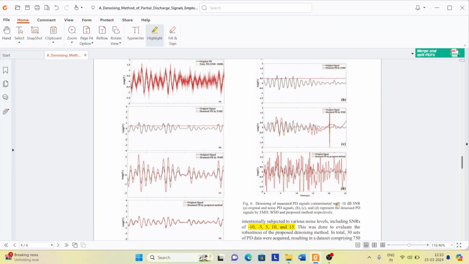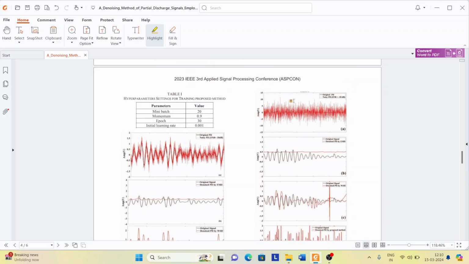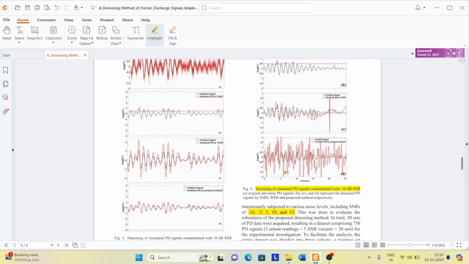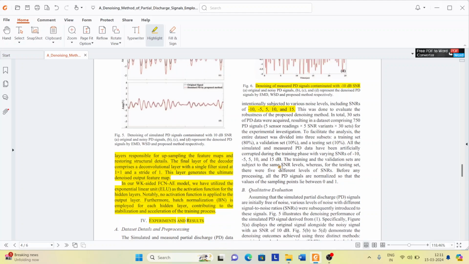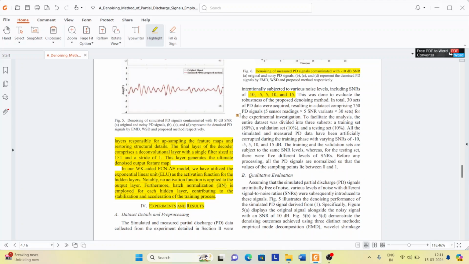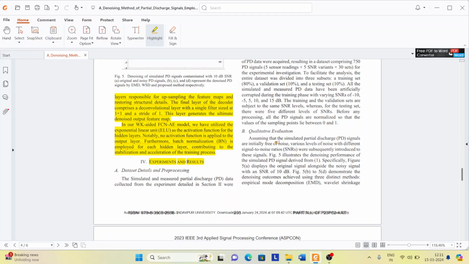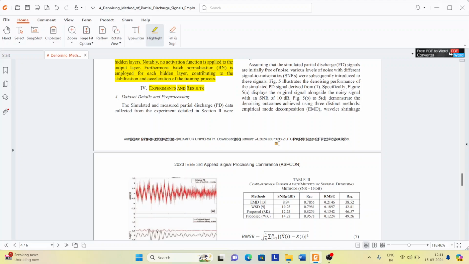Again, we have given the denoising signals with -10 dB of SNRs. So here we have added the -10 dB of SNRs, and here we have the 10 dB of SNR. So here the more noisy signals are there. Again, we have used the EMD method to denoise signals, and again we have tried to denoise signals with the WSD. Then this is our proposed method to denoise the signals. So this is the explanation about what we have tried to do in this figure and the different types of scenarios that we are trying to use here.